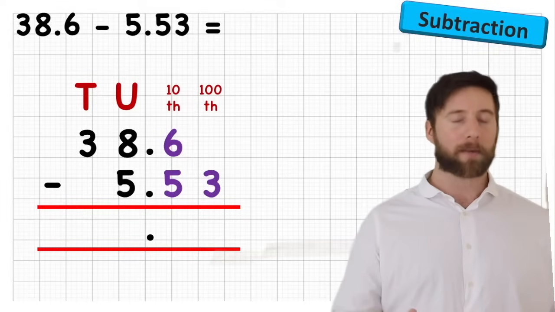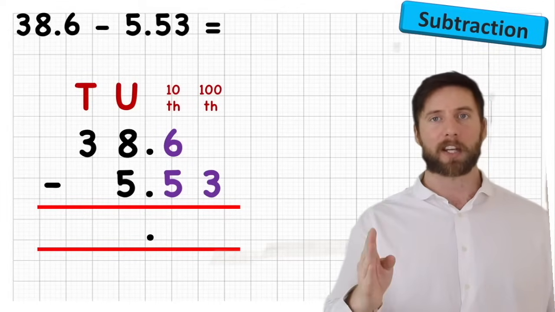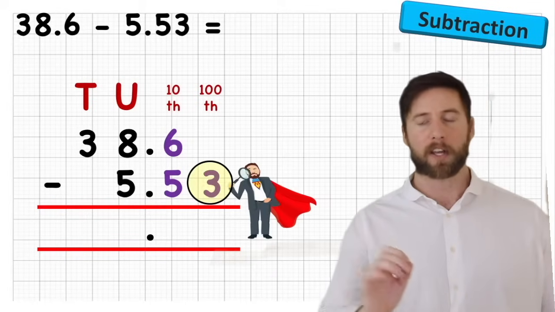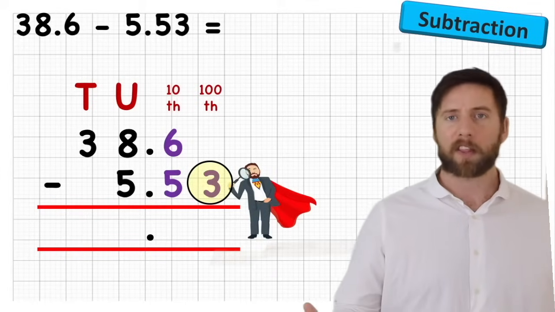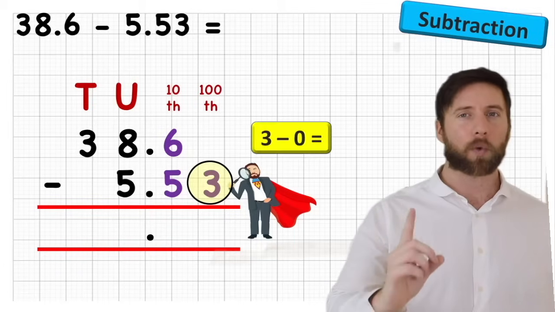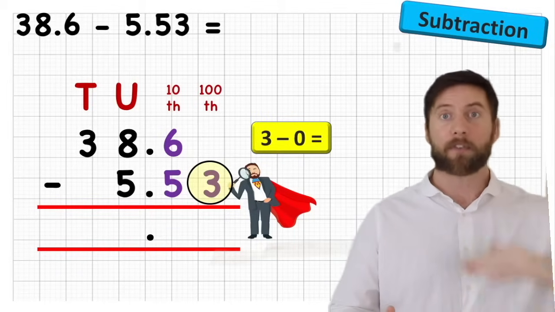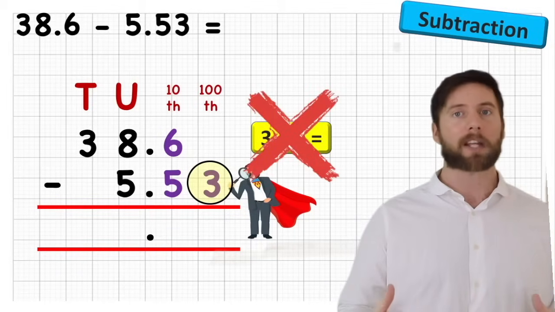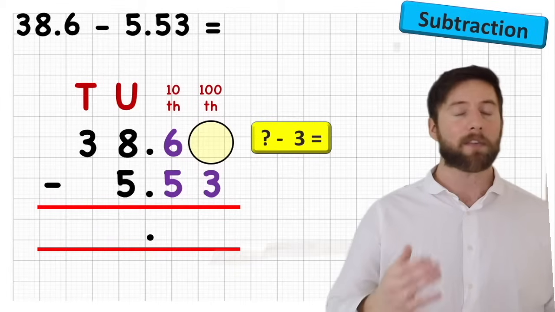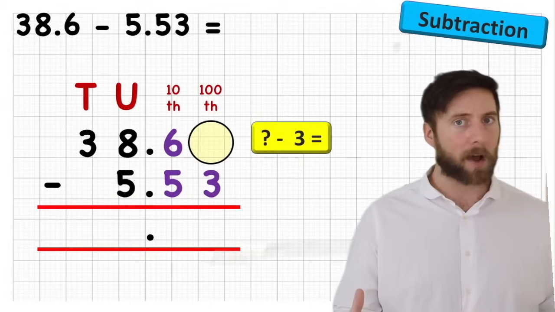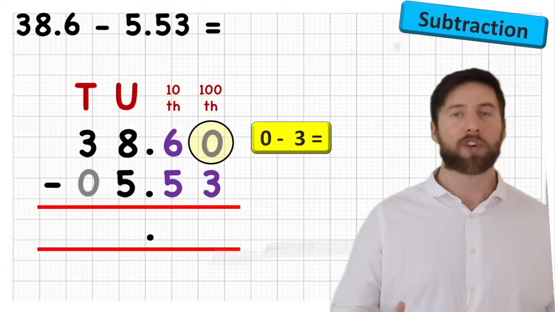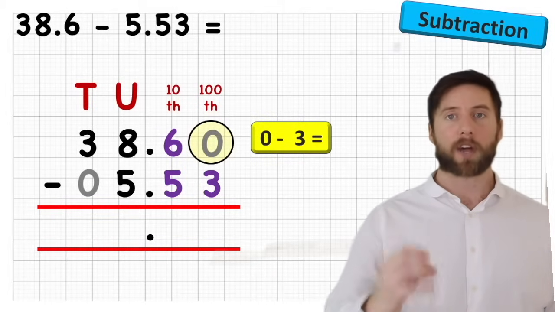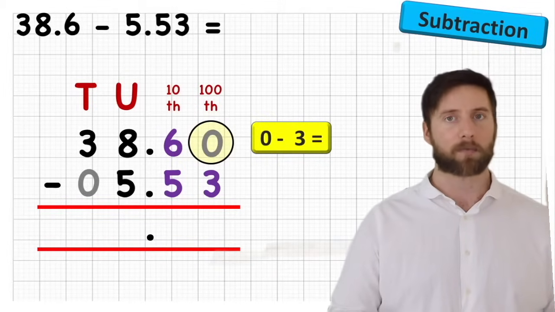So, if I don't put any placeholders, and I put 38.6, subtract 5.53, I might be inclined, when I see the 3, I might think, well, there's nothing there to subtract. But that's not what the question was asking me. I'm subtracting this number from the top number, so I've got to be subtracting the 3 from something. Even though there's nothing there, what do we now know? That's right, there is a 0, so we can put that there. And that's really important because 0 subtract 3 is very different to 3 subtract 0.